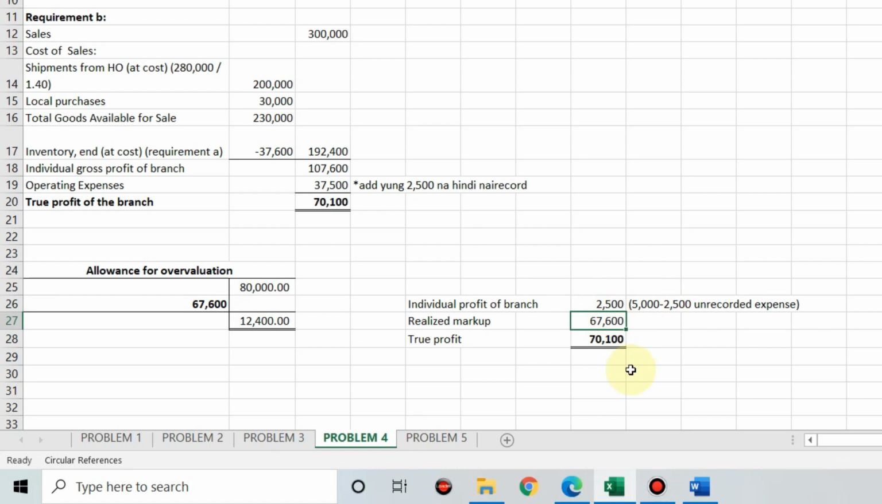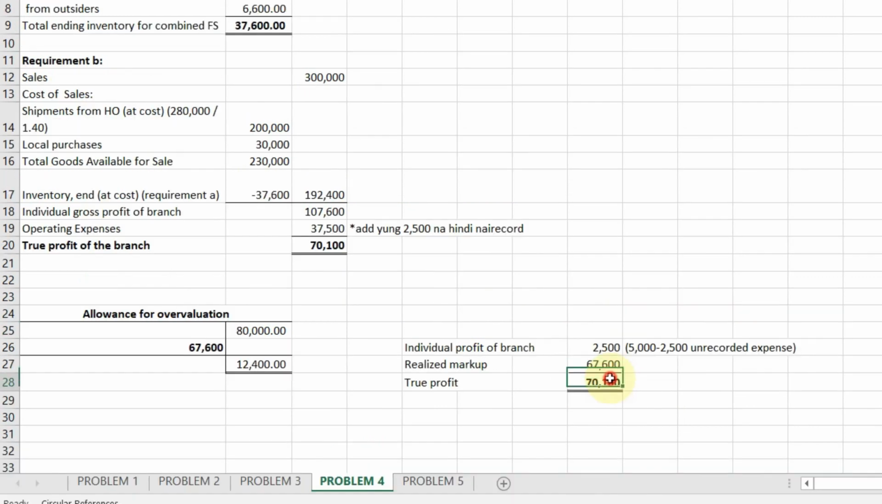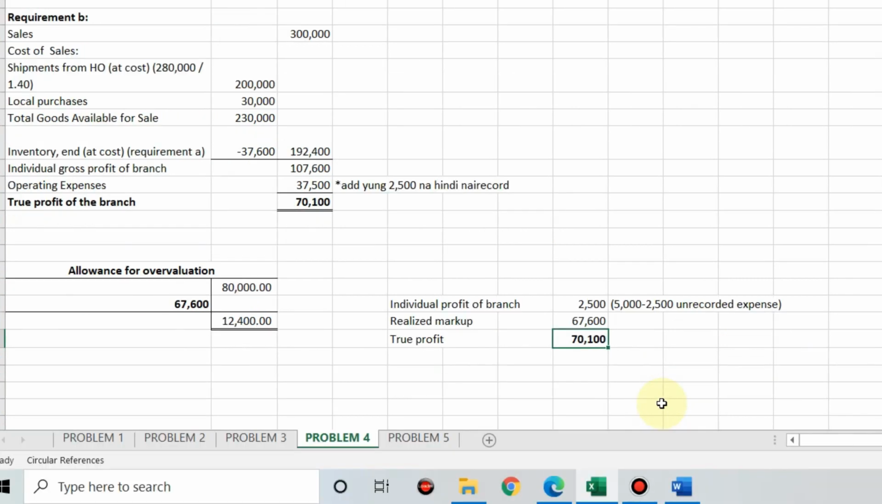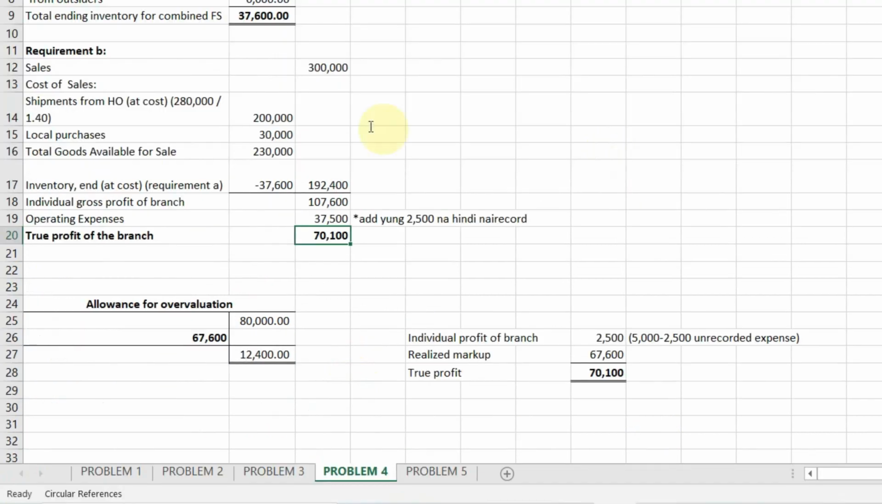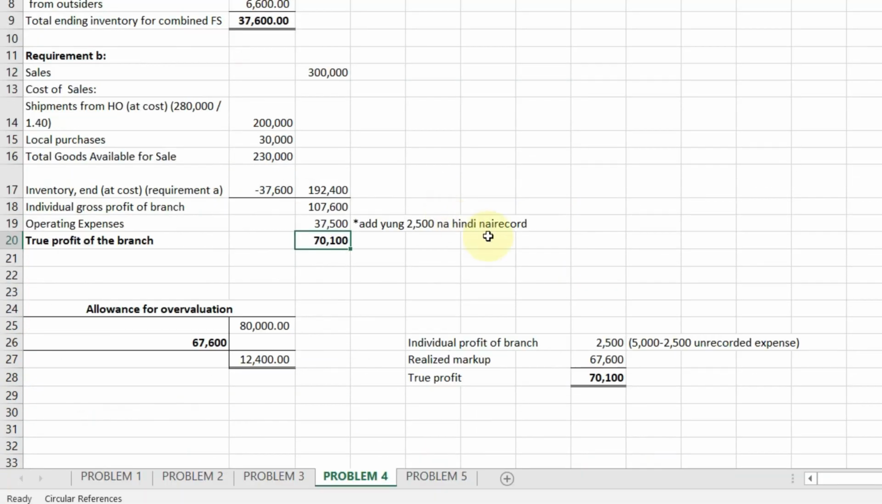Kung ayaw mo mag-compute ng mahaba, ito yung way mo. True profit na 70,100. O di kaya naman, nagdududa ka sa sagot mo, ginawa mo ay parehas kasi masipag ka, pwede yan. Ano, it's the same. Yan yun, true profit. Kung saan ka mas comfortable. Okay, so that ends problem 4. Then we'll go to the last number, which is problem 5.